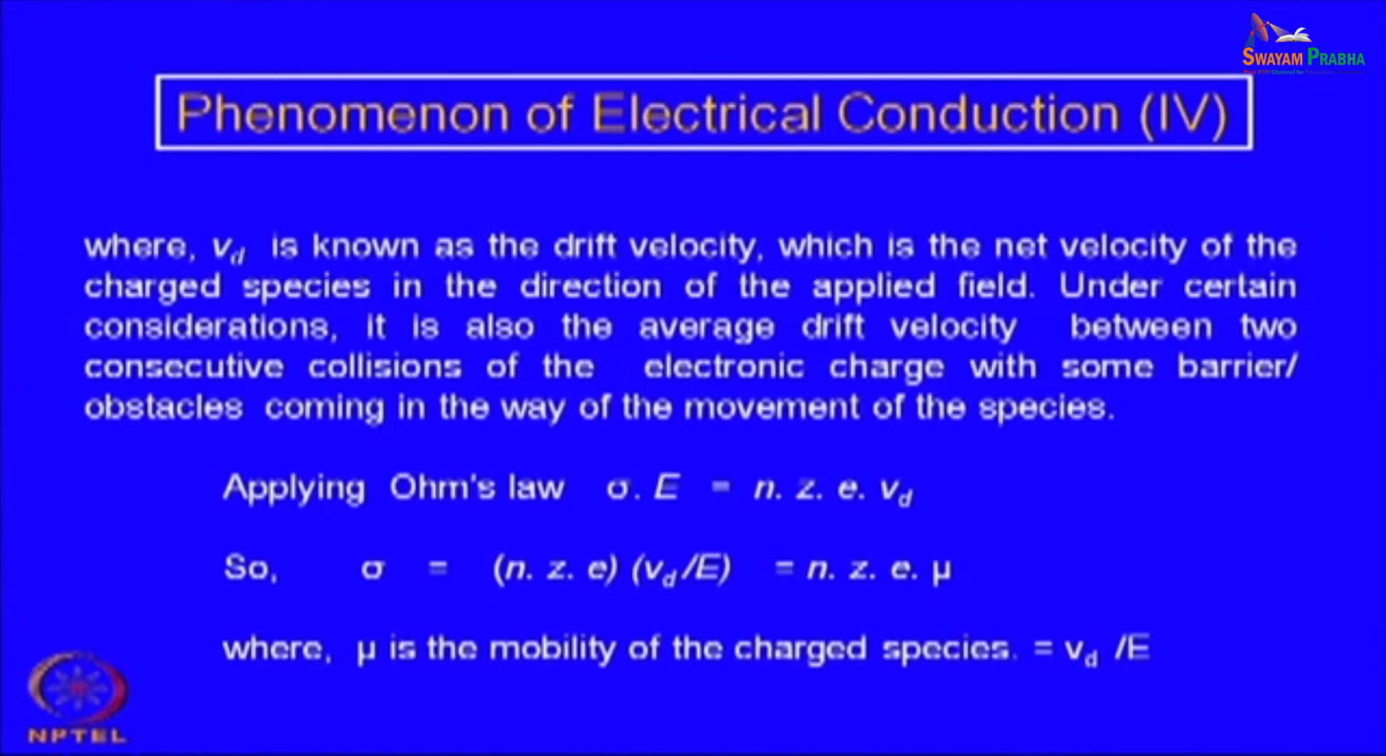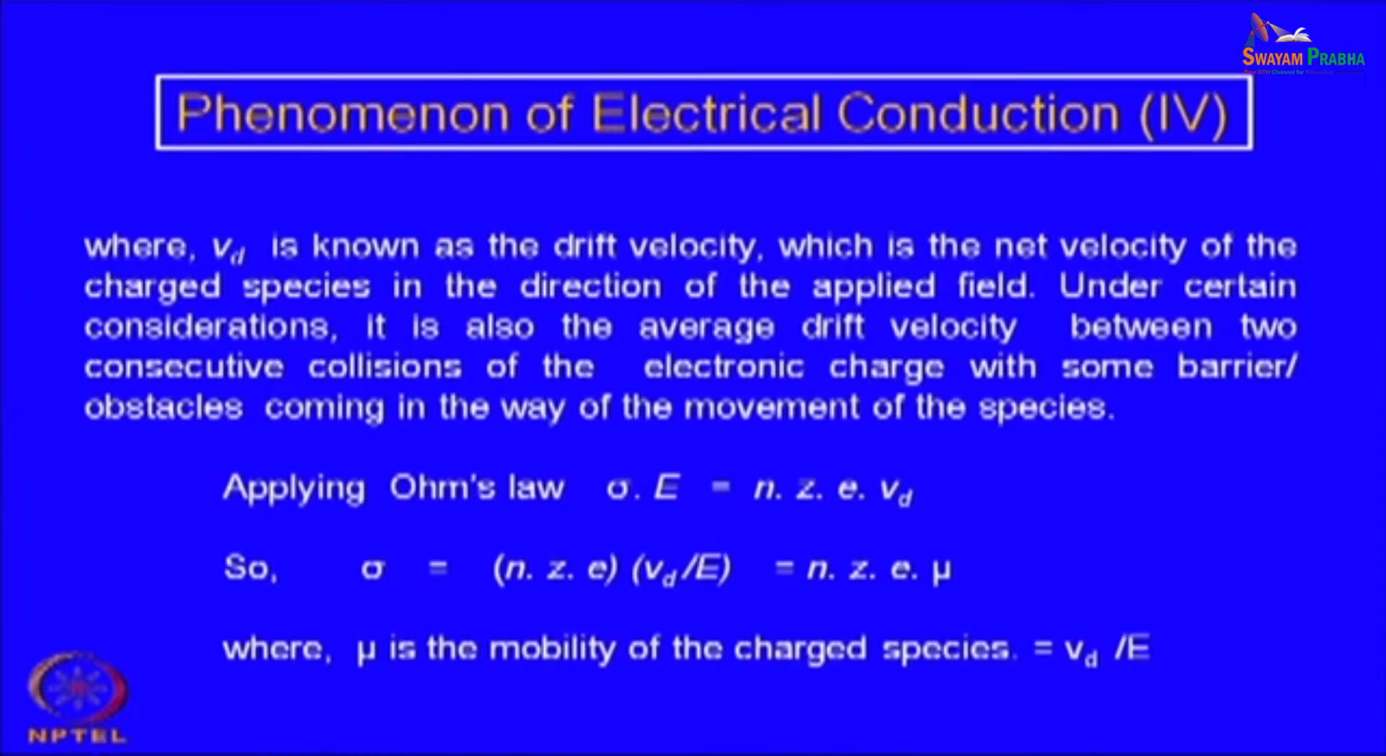If we assume that there are certain collisions taking place, again that phenomenon we will be discussing in a few minutes. If there are a number of collisions during the movement of the charge species with some obstacle, some barrier, coming in the way of the movement of the species, that is what we are talking about, the collision. It is colliding with some other barrier or obstacles during its movement, then the drift velocity is the average velocity between the two consecutive collisions.